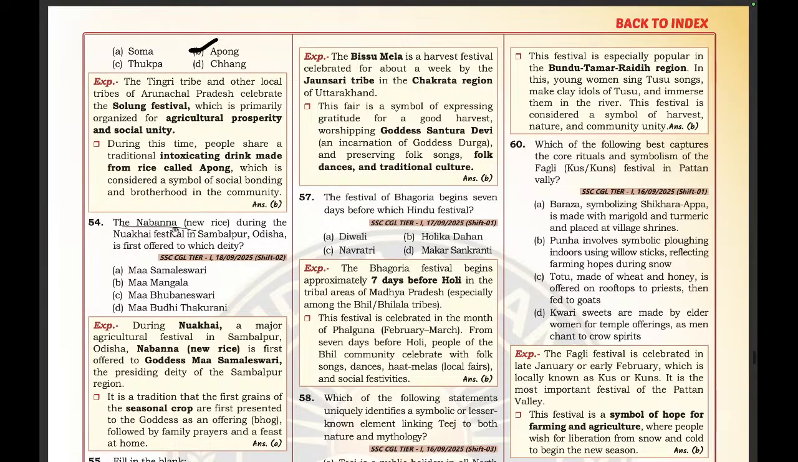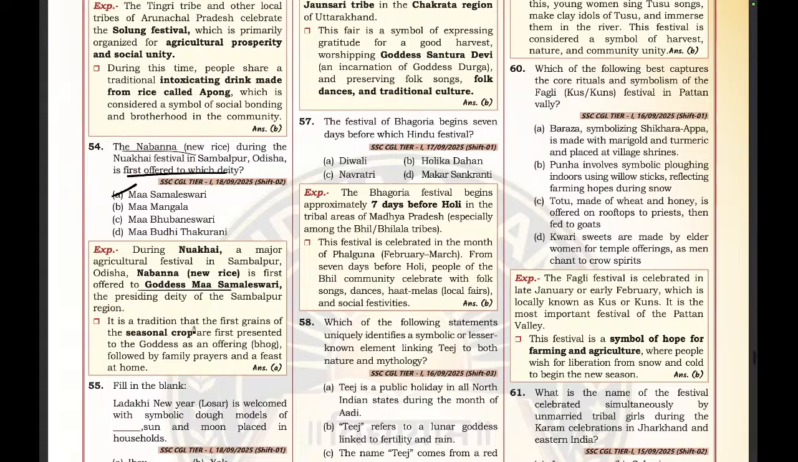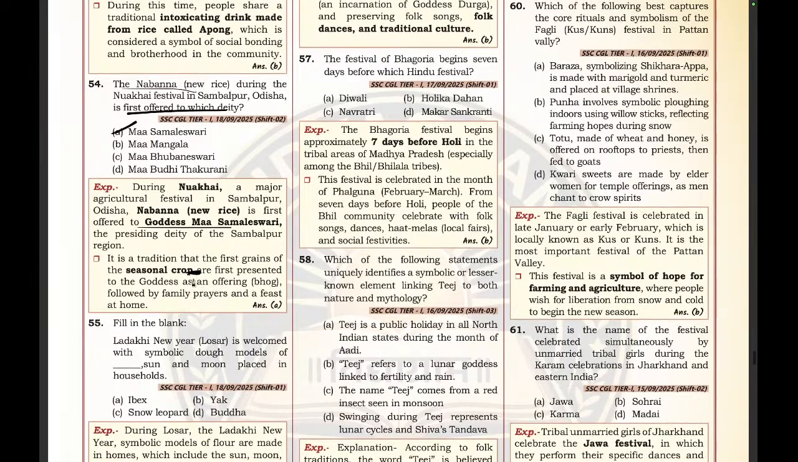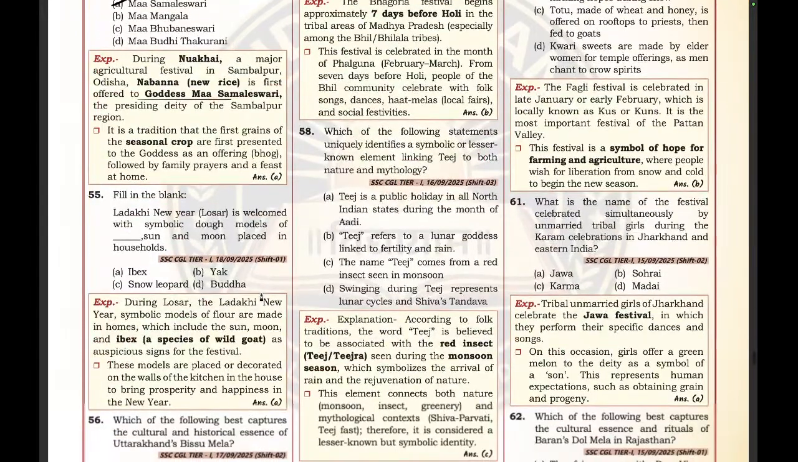Nabbana, new rice during the Nuakhai in Sambalpur is offered to which deity? So it is offered to Ma Samleshwari, and during the Nuakhai agriculture festival in Sambalpur, Odisha, Nabbana offered to the goddess Ma Samleshwari. It is a traditional that first grains of the seasonal crop are first presented to the goddess as an offering bhog.